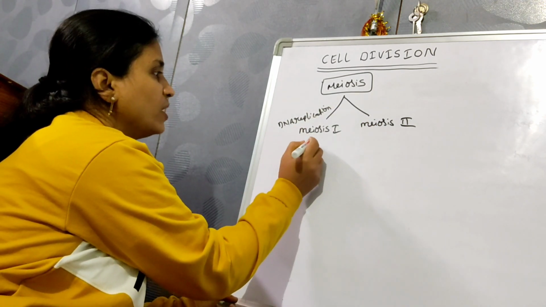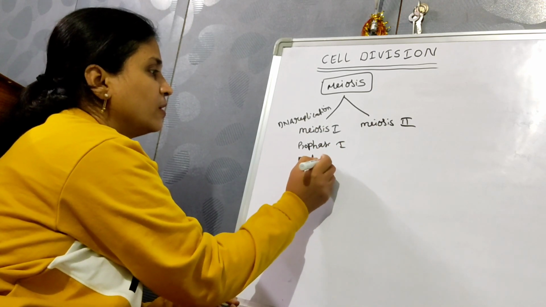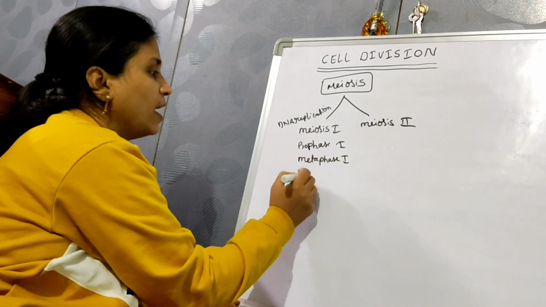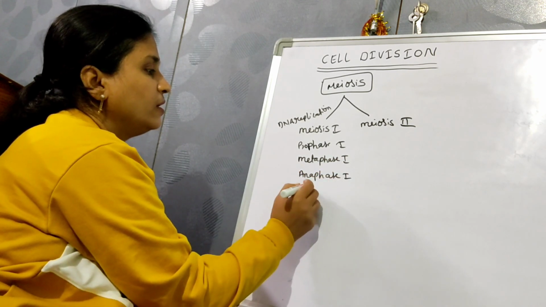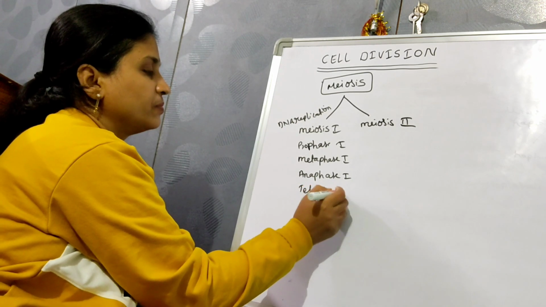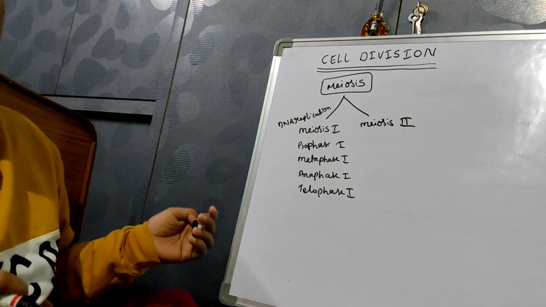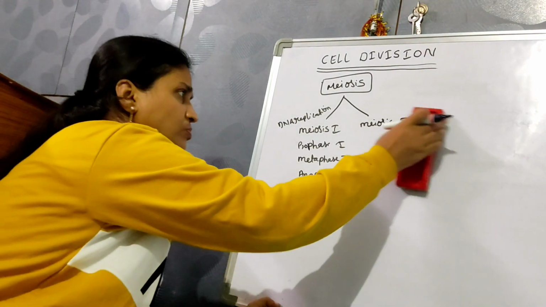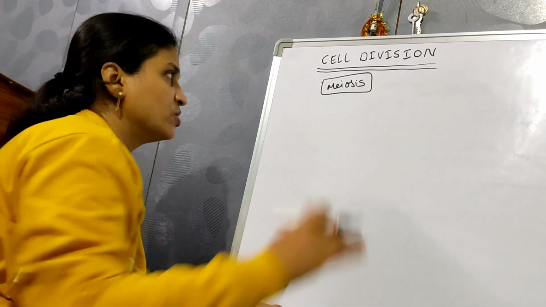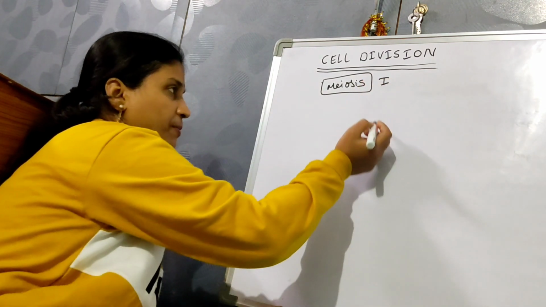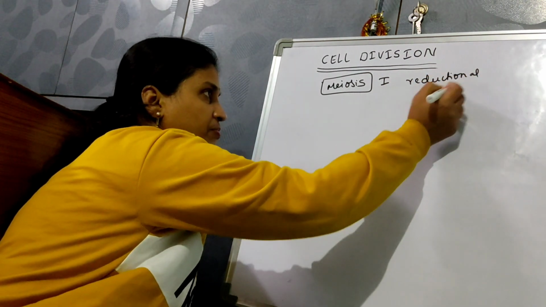Here we have prophase 1, metaphase 1, anaphase 1 and telophase 1. Then again prophase 2, metaphase 2, anaphase 2, telophase 2, like that. First we will study meiosis 1, which is the main reductional division.